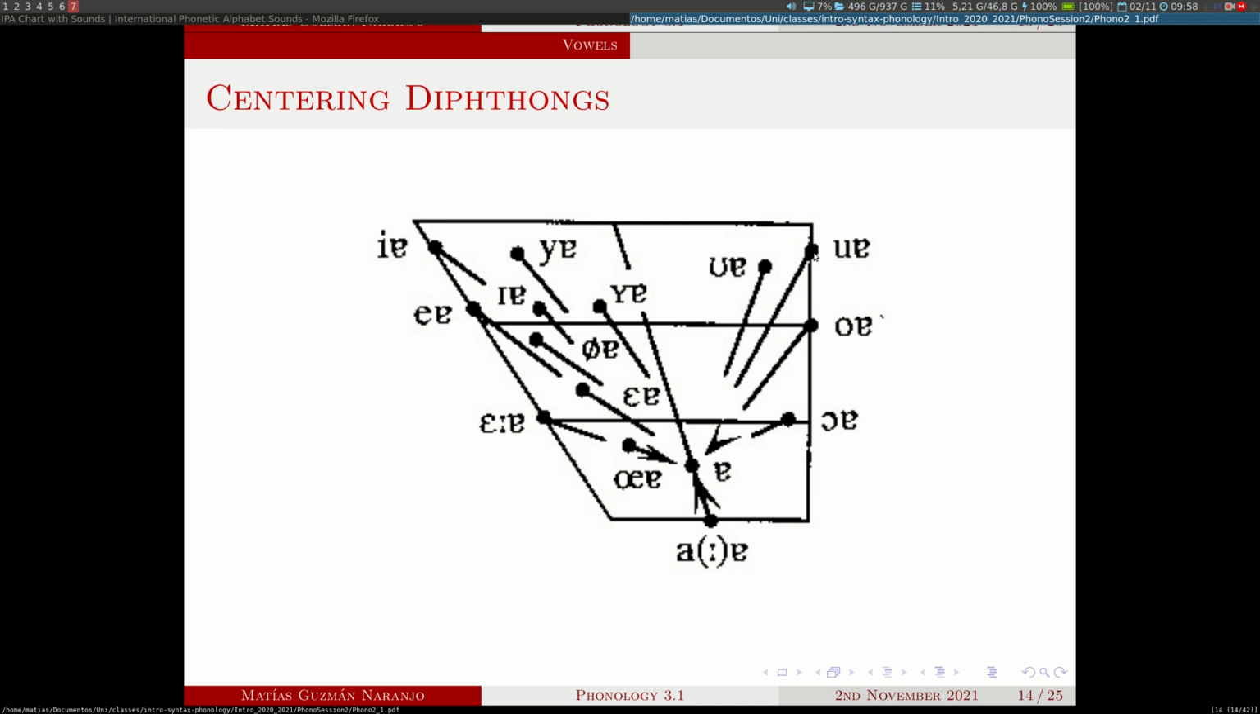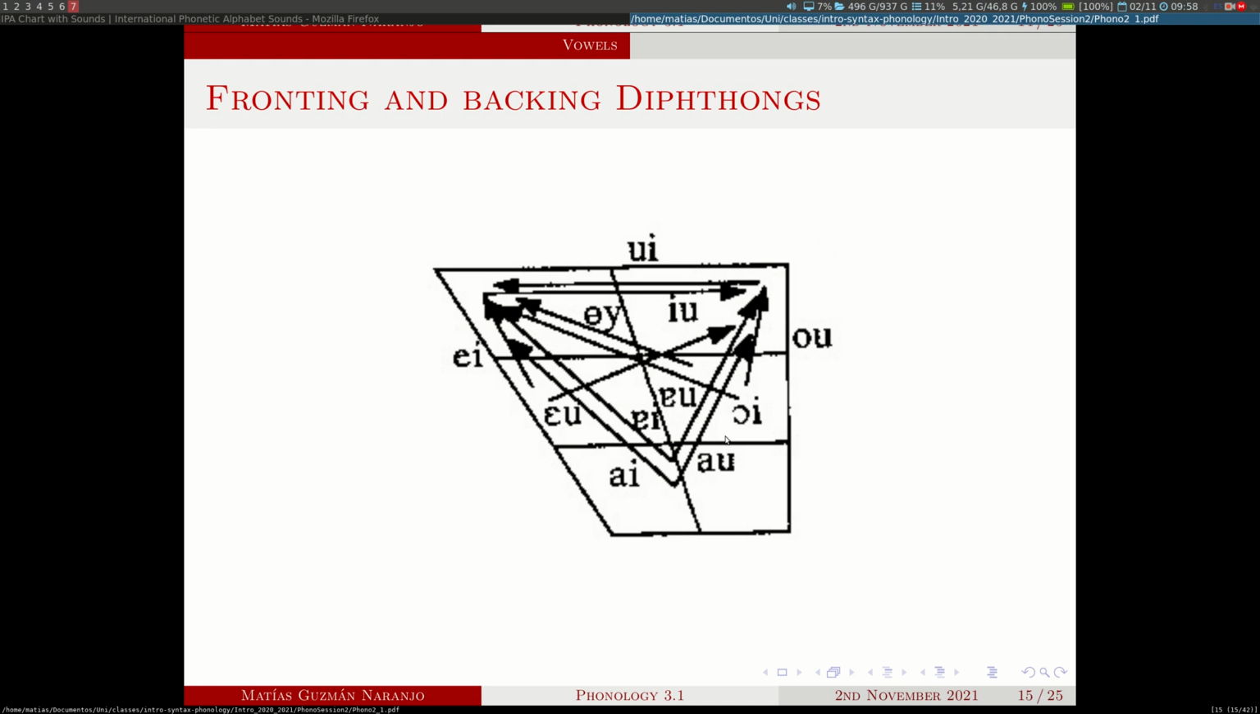Centering diphthongs, they basically bring the vowel towards the center. You can start either in an open or in a closed position, but the result is in the center of the vowel space. And you also have fronting and backening diphthongs, and this is just what it says. You start either in the back and end in the front, or you start in the front and end in the back. And that's basically what produces the diphthong.